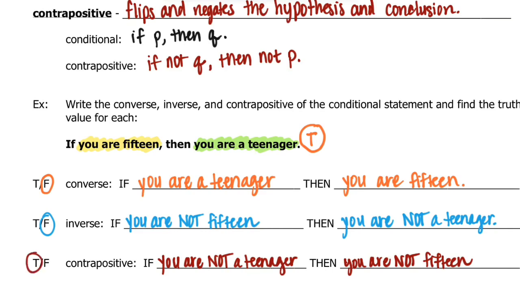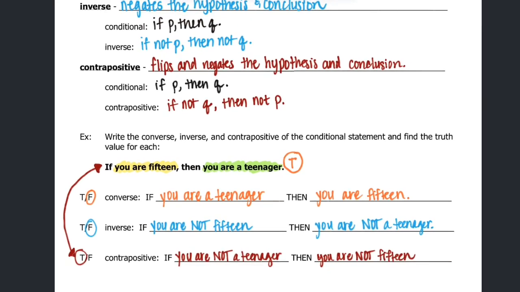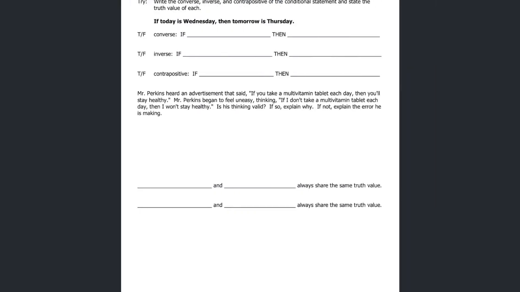Well, that's most certainly true. If you're not a teenager, then you're not 15. Because if you're 15, you have to be a teenager. And holy cow, right there, if you're 15, then you're a teenager. So these two being true, both true, I wonder if that happens every time. I wonder what happens there.